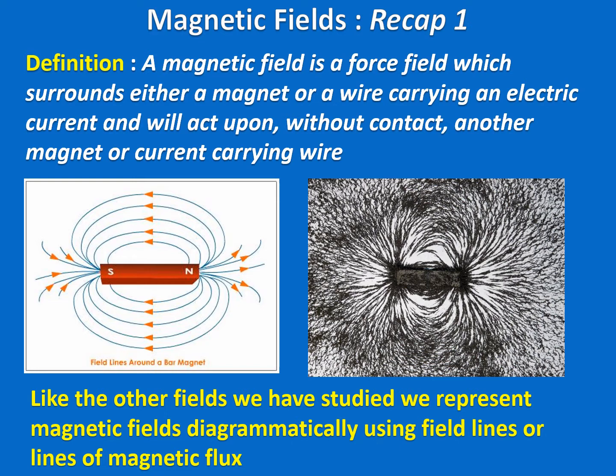So our definition: the magnetic field is a force field which surrounds a magnet or a wire carrying an electric current. And it's a non-contact force.